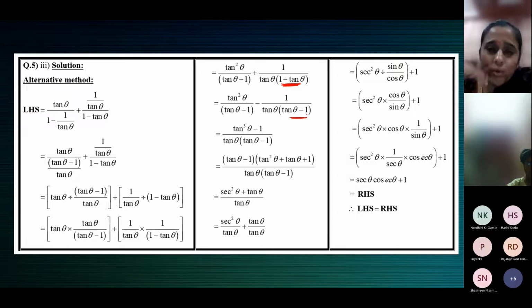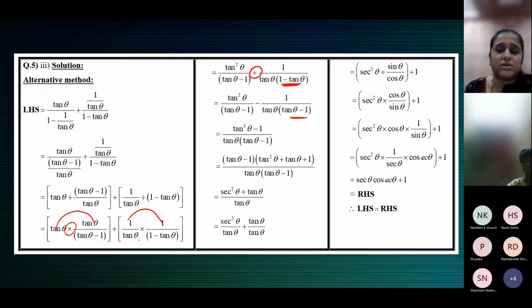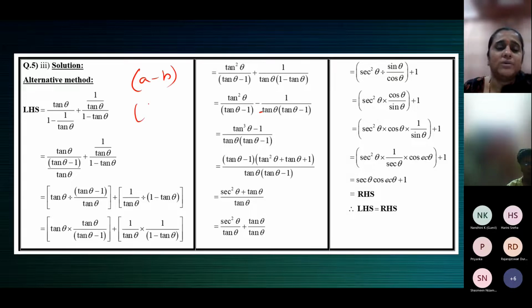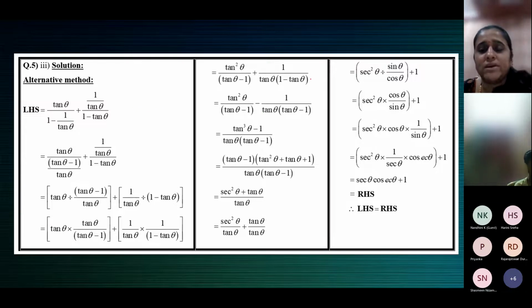Why are we doing this? Because we have to take the common denominator because there's a plus sign in the middle. See, when there's a multiplication, you multiply the numerators, multiply the denominators. Now there's a plus sign in the middle, so you have to take the common denominator. When you look at the denominators, this is what you see, tan theta minus 1, 1 minus tan theta. So in the next step you write 1 minus tan theta as tan theta minus 1, and take a minus outside. I've told you this earlier. If you write a minus b as b minus a, take a minus outside. So 1 minus tan theta is written as minus of tan theta minus 1.